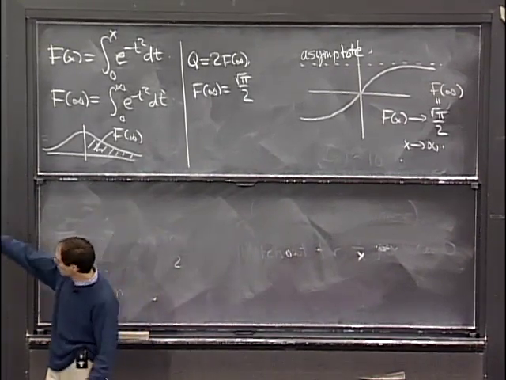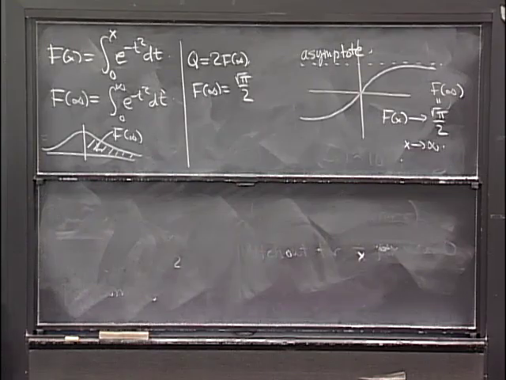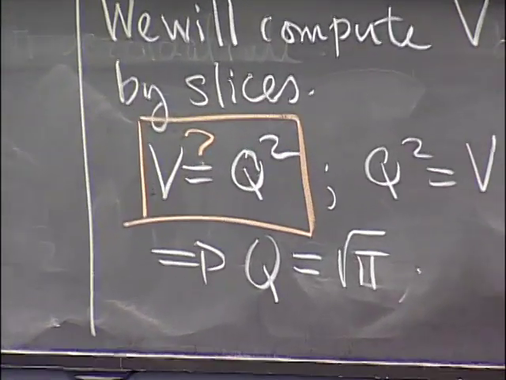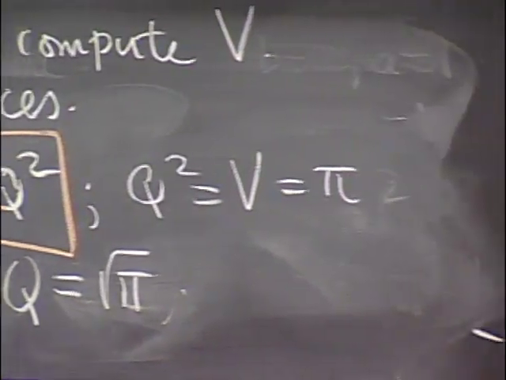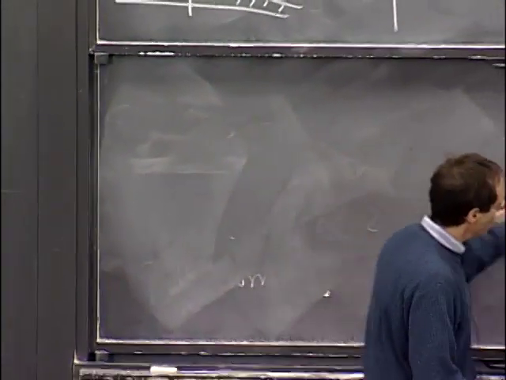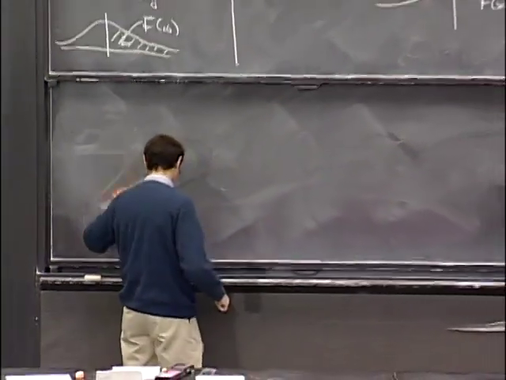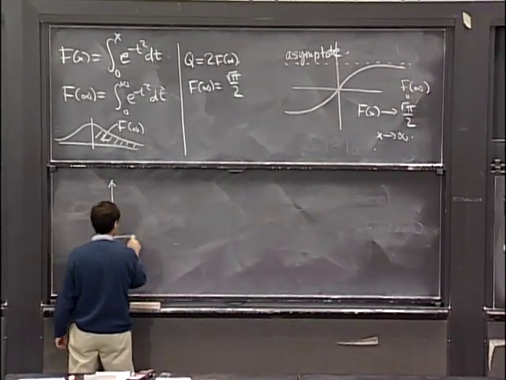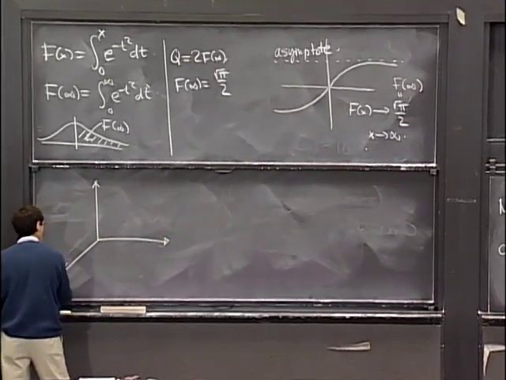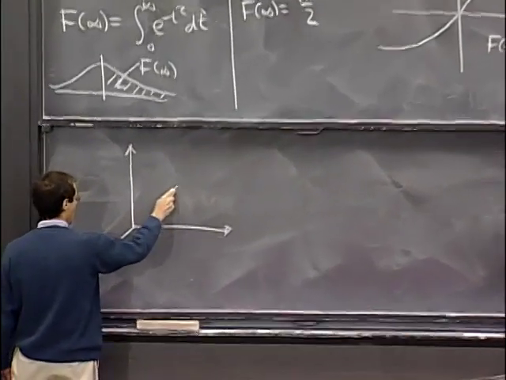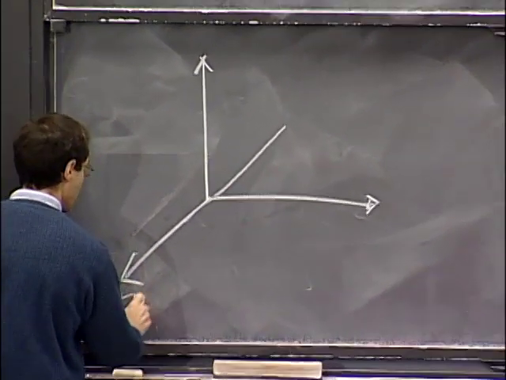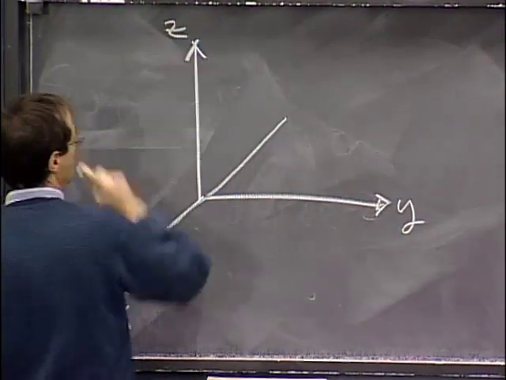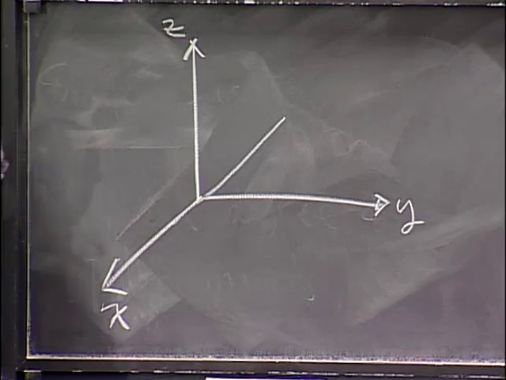Okay, so how in the world can you get something like this, what's in that orange box there, that V is equal to Q squared? Again, the technique is to use slices here. And I'm going to have to draw you a 3D picture to visualize the slice. So let's do that. I'm going to draw three axes now because we're now going to be in three-dimensional space. I want you to imagine the x-axis is coming out of the blackboard, the y-axis is horizontal, and there's a new axis, which I'll call the z-axis, which is going up.